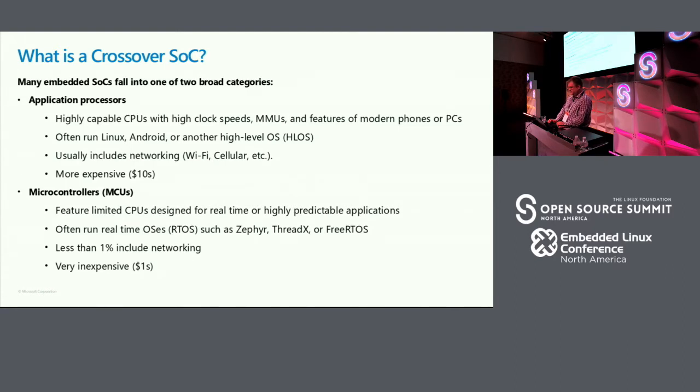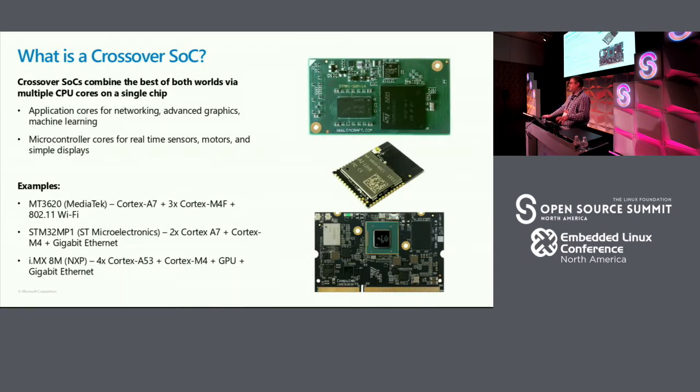So a crossover SoC, and when I say that term, what I mean is something that combines the best of both worlds onto a single chip, usually via multiple CPU cores. And so you might have some set of application cores on the chip for your networking stack, for graphics, 3D GPUs, for your machine learning, wake word detection, that kind of thing. And you'll have some set of microcontroller cores for real-time sensors, your motor code, maybe a simple LCD display. And the idea is rather than having to buy two chips, you can get the best of both worlds onto one single chip that you buy for your platform.